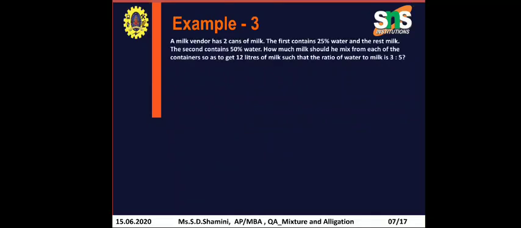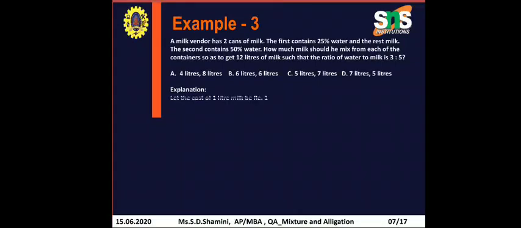And third: a milk vendor has 2 cans of milk. The first contains 25% water and the rest milk. The second contains 50% water. How much milk should be mixed from each of the containers so as to get 12 liters of milk such that the ratio of water to milk is 3:5? And your options are 4 liters and 8 liters, 6 liters and 6 liters, 5 liters and 7 liters, 7 liters and 5 liters.